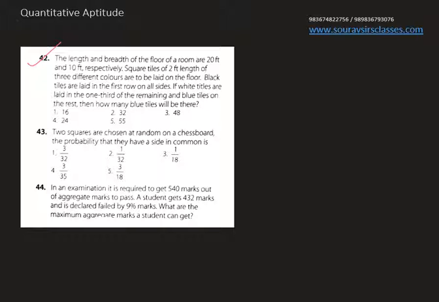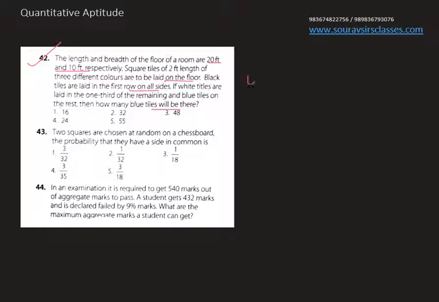The length and the breadth of the floor of a room are 20 feet and 10 feet respectively, and square tiles of 2 feet length of three different colors are to be laid on the floor. Black tiles are laid in the first row on all the sides, and white tiles are laid in 1/3 of the remaining, and blue tiles on the rest. Then how many blue tiles will be there?